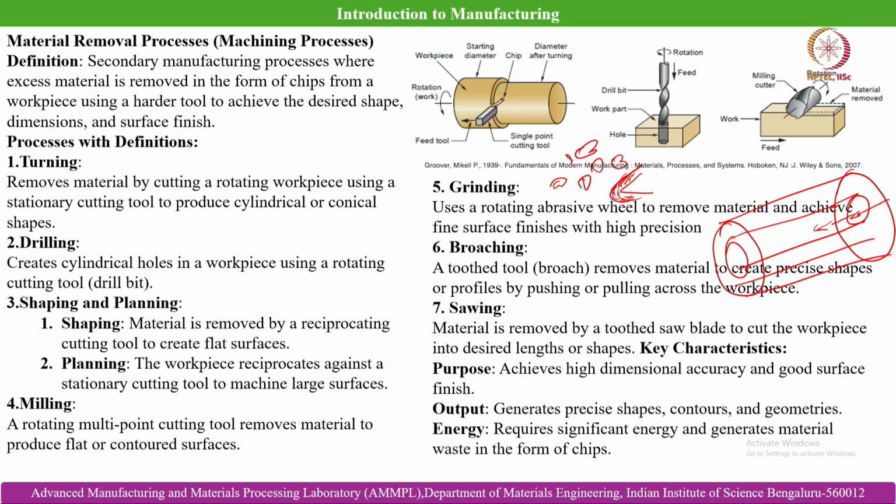And then sawing, one of the simplest manufacturing or material removal techniques that we know about. In this case, material is removed by a toothed saw blade to cut the workpiece into desired lengths or shapes. The key characteristics of the material removal processes are that they achieve high dimensional accuracy and good surface finish, and generate precise shapes, contours and geometries. But the main drawback of subtractive manufacturing processes, for example machining, is that we often end up wasting a lot of raw material.